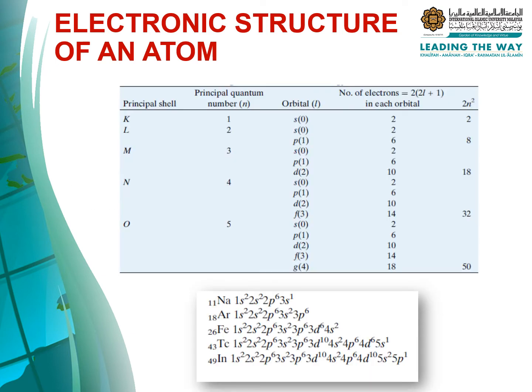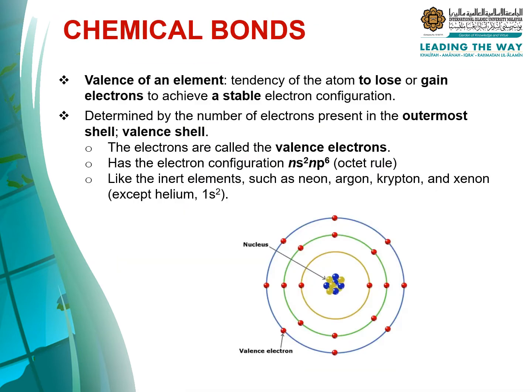This is a table illustrating the electron configuration in different orbitals and shells. And below, samples of the electron configuration of some elements. Now let's move to the other subtopic, the chemical bond.